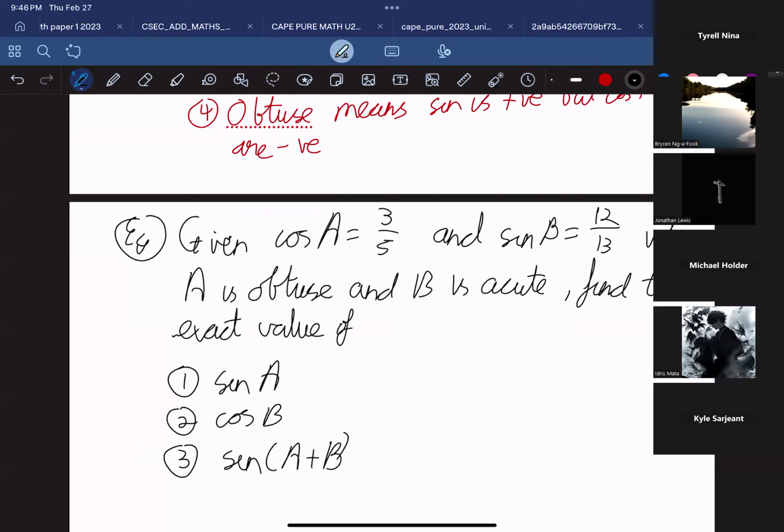No, A can't be obtuse. Sorry. Change this to B is obtuse and A is acute. That would work out better.